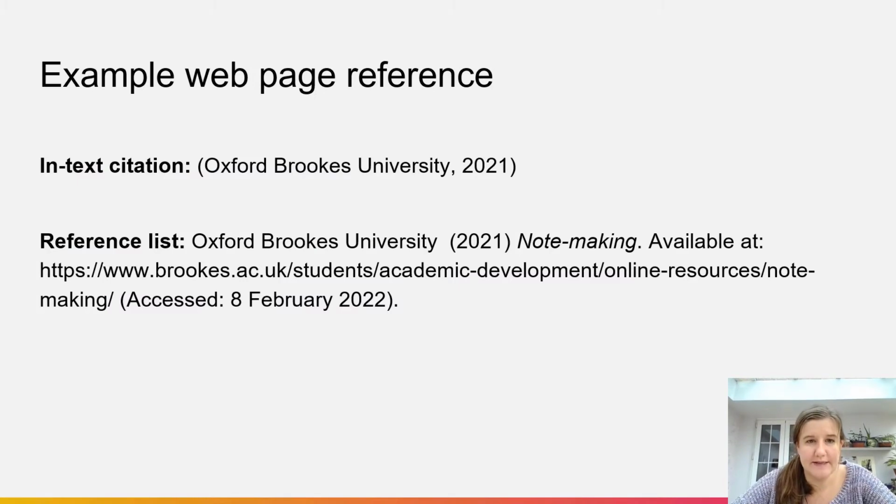Here's the example in-text citation, where you've got the organisation name as the author, followed by the year that the content was published. In the reference list, you've got those details again, and then the title of the page that you're looking at. That's followed by standard text for online resources, which is "available at". Then you have the URL, and then in brackets at the end, you have the access date. So this is the date that you looked at this website.